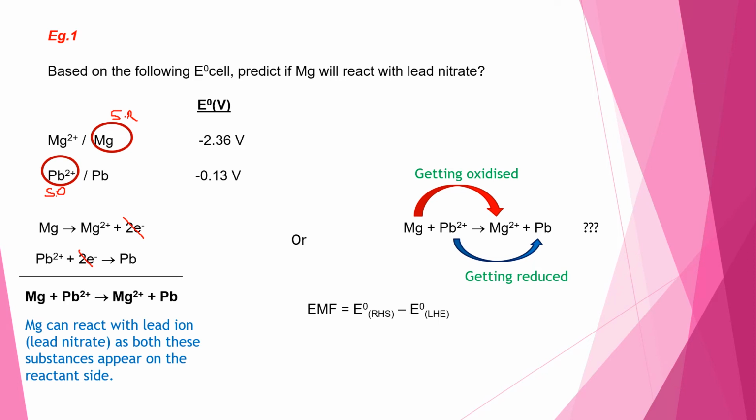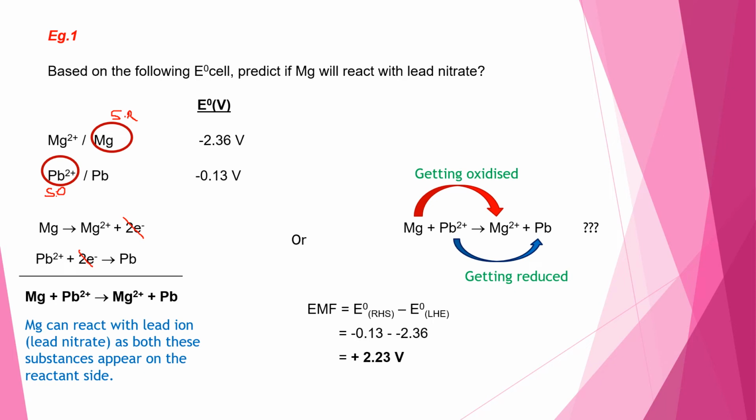EMF is equal to E naught, which is the electrode potential on the right hand electrode, minus the electrode potential on the left hand electrode. Right is for reduction, left is for oxidation. So reduction one is the lead ion, and the lead ion electrode value is negative 0.13, minus magnesium, which is oxidation, minus 2.36 volts. So when we do this maths, we will have our EMF as a positive value, positive 2.23 volts.